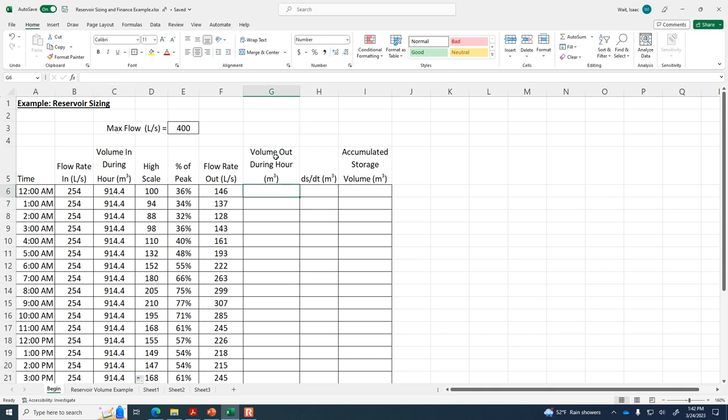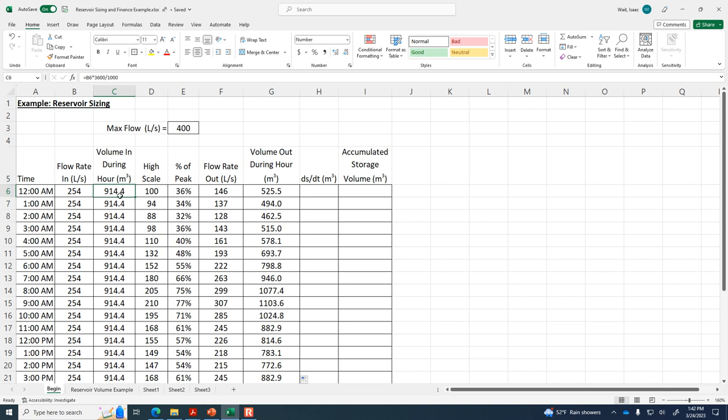I can do the same thing to calculate the volume out. Volume out is just flow rate out times 3,600 seconds per hour, and then divide by 1,000 liters per cubic meter. Okay, so when the flow rate out is relatively low, we're going to have less volume out than volume in. So during the 12 o'clock hour, the reservoir is going to be filling, right? Because flow out is less than flow in. The water level is getting deeper and deeper when the reservoir is filling.